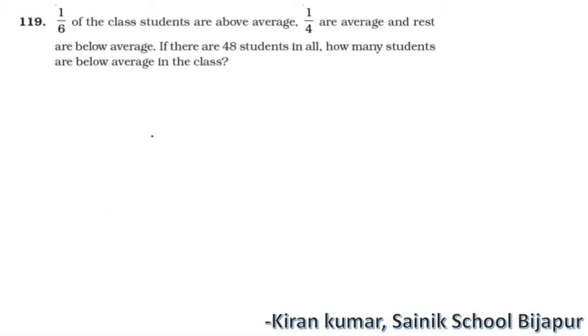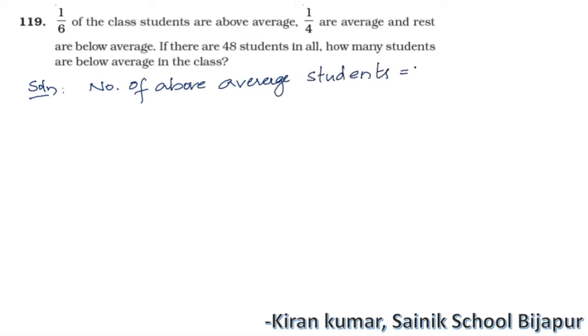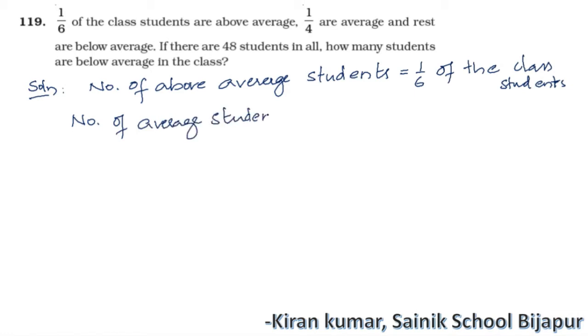Here they have given the number of above average students. Let me mention the solution. Number of above average students is 1/6 of the class students. And they have also given the number of average students. The number of average students is 1/4 of the class students.